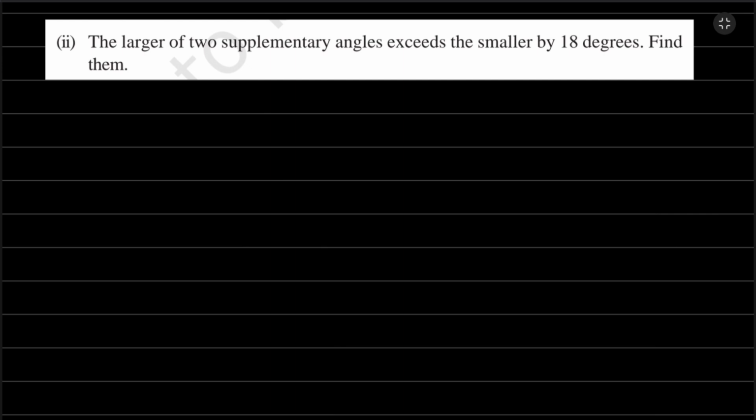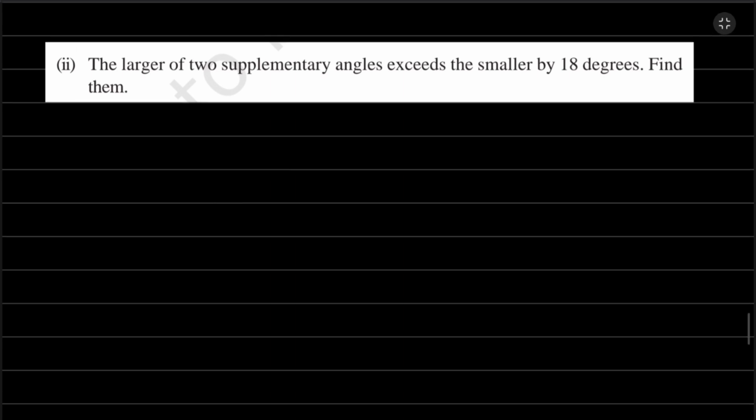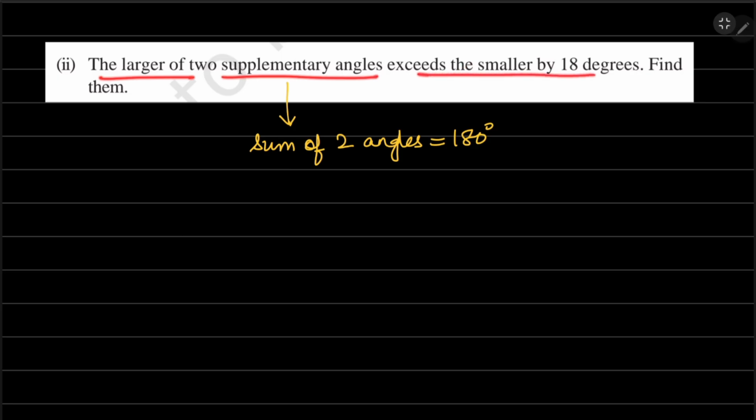The larger of the two supplementary angles. What do you mean by supplementary angles? Supplementary angles refers to two angles whose sum is nothing but 180 degrees. That's what is meant by supplementary. Complementary means 90 degrees. So what is given is the larger of the two supplementary angles exceeds the smaller by 18 degrees. Find them.